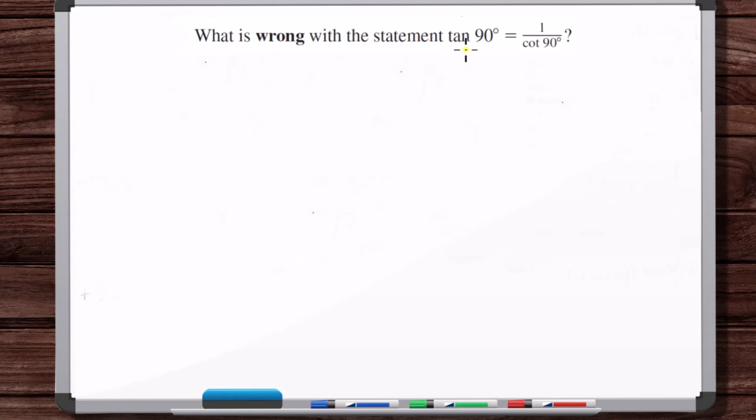What's wrong with this statement? Tangent of 90 is equal to 1 over cotangent of 90. Well, the issue is, what is tangent of 90? If we think about it, as we're coming into 90, the x is going to 0. When you get to 90, the x coordinate is equal to 0, and tangent is the opposite over adjacent. You're dividing by 0 here. This is undefined.